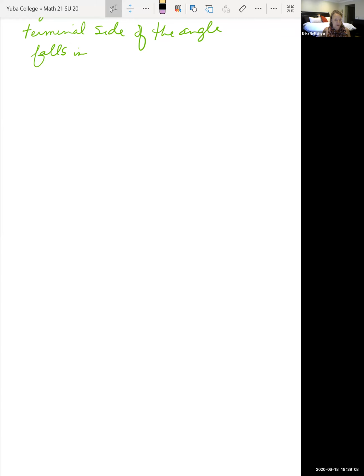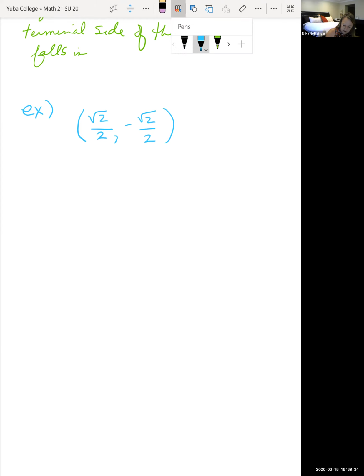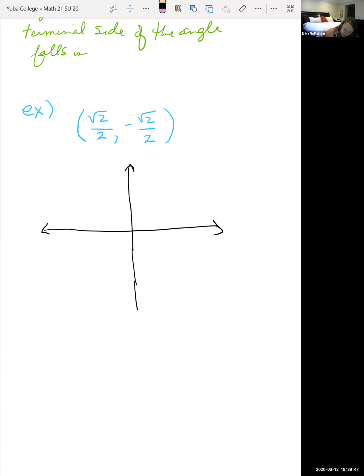Okay, so we are going to just jump in and do a lot of examples of what we were just doing. Let's look at the following. Let's say, again, you're given a point, and your point is square root of 2 over 2, negative root 2 over 2. Okay, so we want to graph this. If we graph this, which quadrant would we be falling in? Anyone know? If we plotted that point, root 2 over 2, negative root 2 over 2.